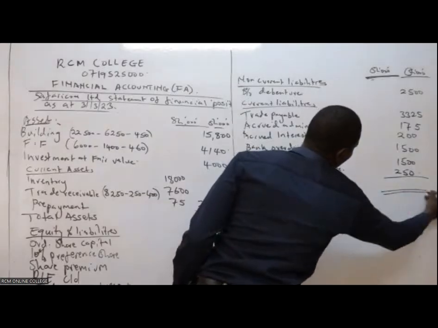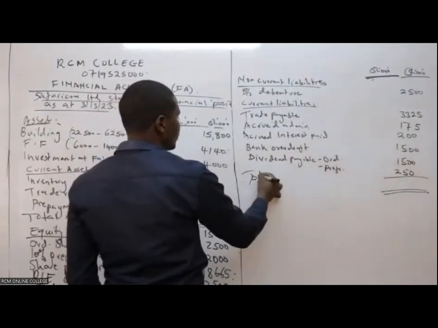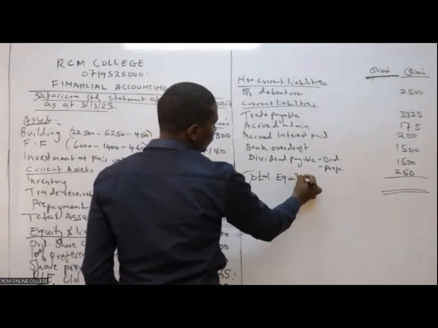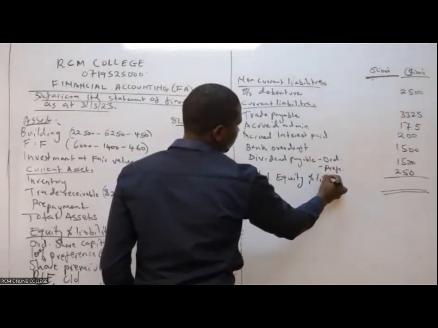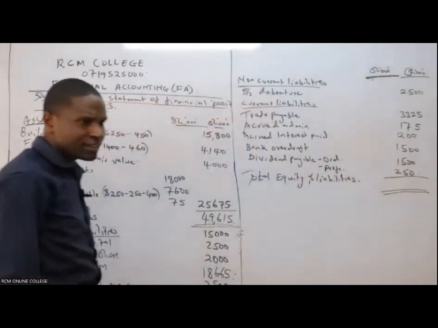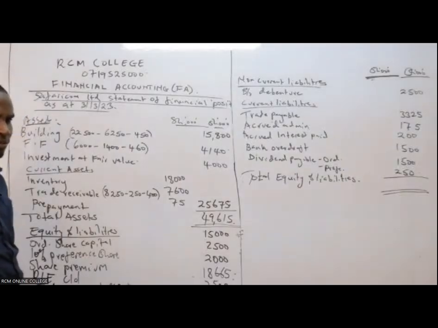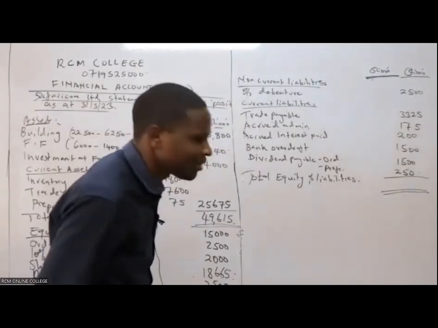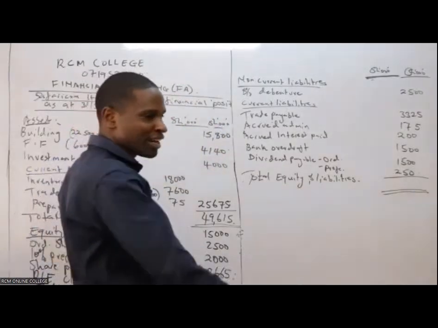Please get for me the total equity and liability. Thank you so much for being patient. Somebody who is very fast can give us that. I can see we have 1 minute now.